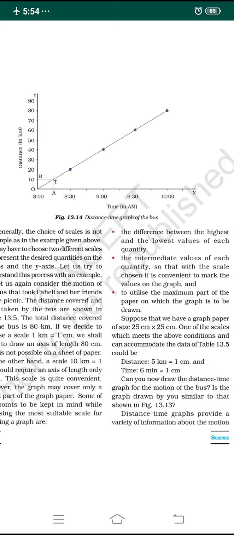That's why you take intermediate values, means middle values, to utilize the maximum part of the paper, in order to use all the part of the paper on which the graph is drawn.